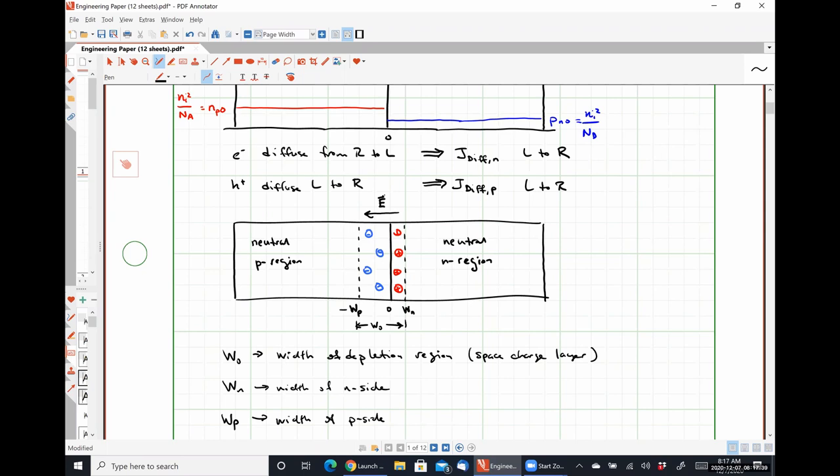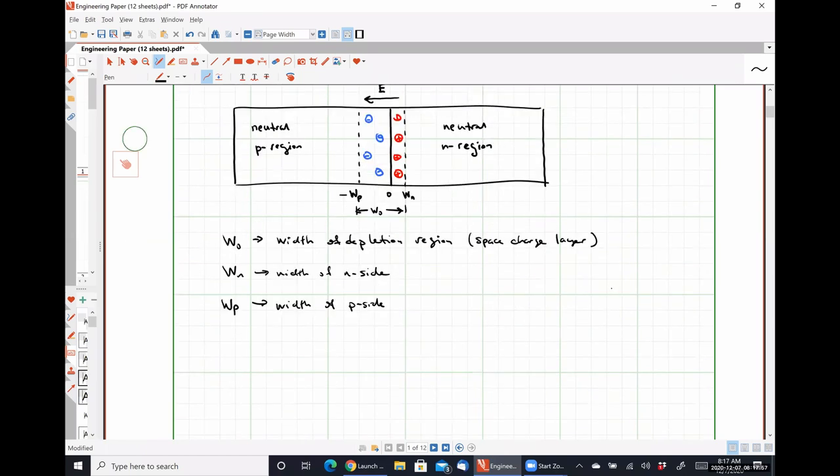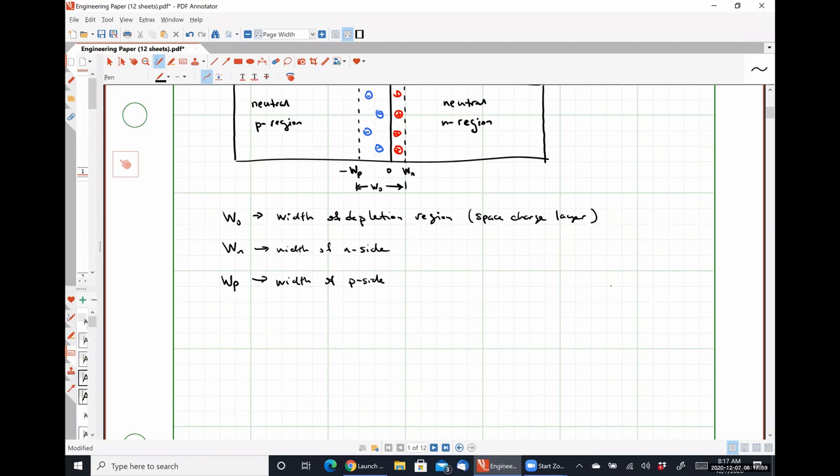What is that electric field going to do? What type of carrier transport is associated with electric field strength? Drift, okay? So what's going to happen? So we have, let me draw another diagram for concentrations here real quick.